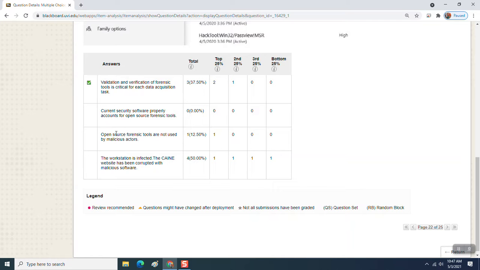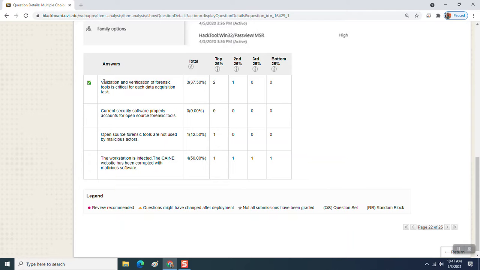The other one that students selected in error: open source forensic tools are not used by malicious actors. That's completely false. Malicious actors often use these tools more so than the good guys, more so than the forensic professionals. One thing you need to understand is that oftentimes malicious actors know how to use these tools, and in some cases they know how to use them even better than the forensic professionals.